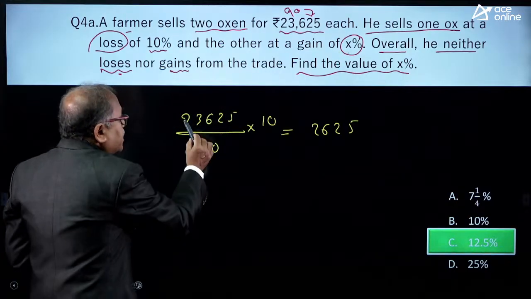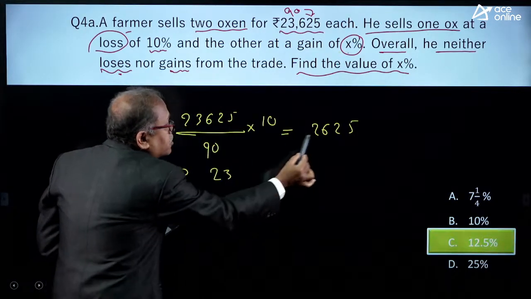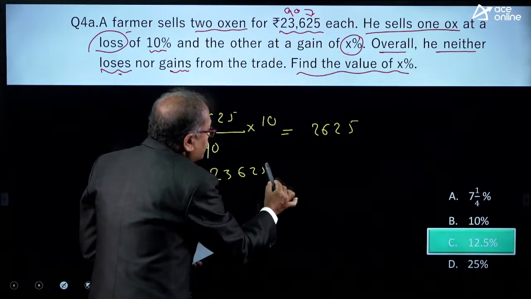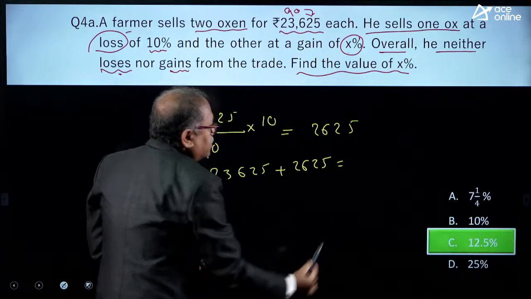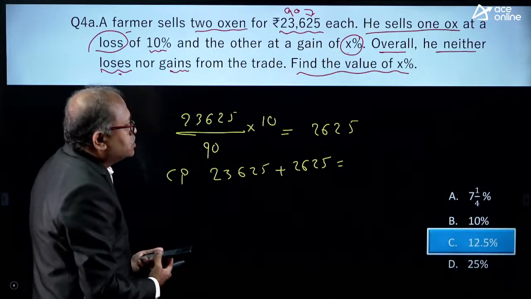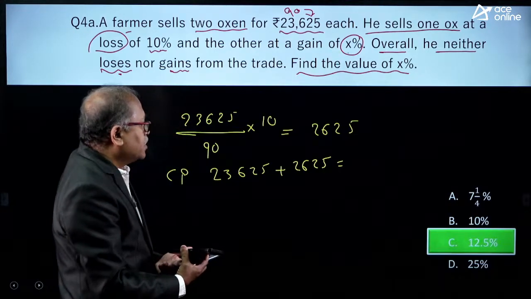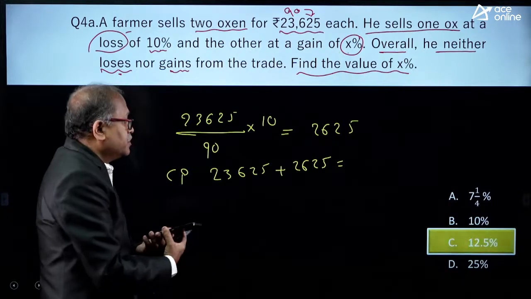Now what is my cost price? CP. CP is equal to this selling price with loss of 2625. So 23,625 plus 2625, and this is a loss. So I need to add it up, right? Or should I subtract this one? So what will be the gain?